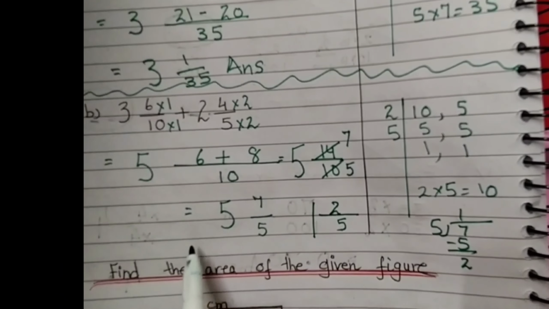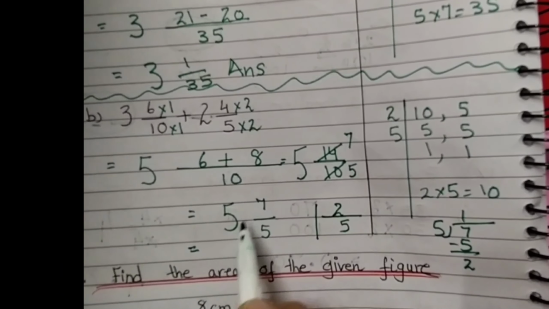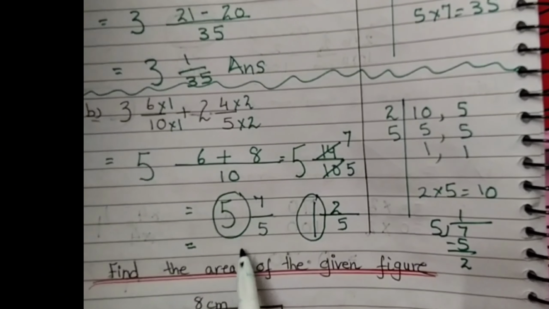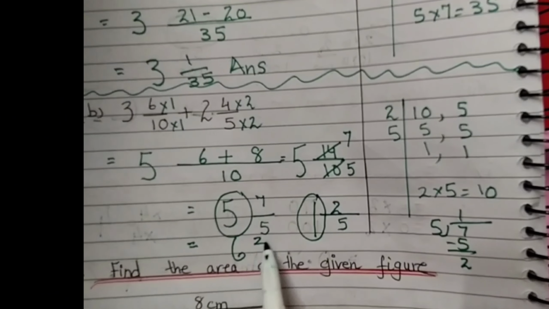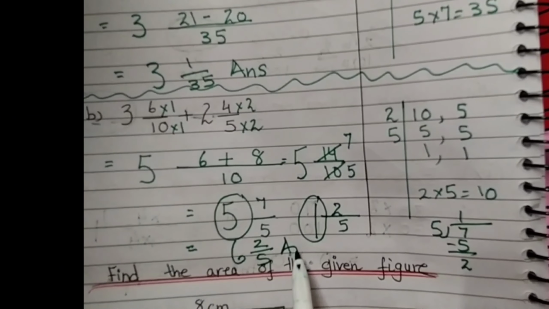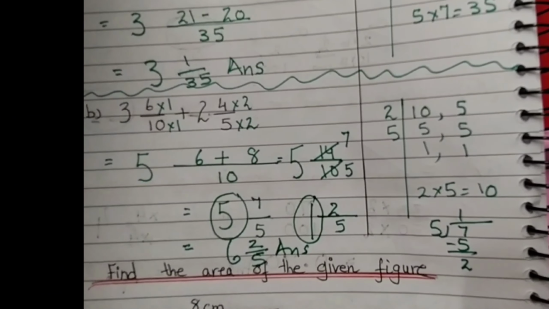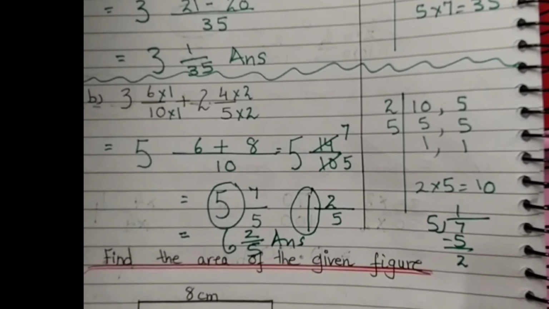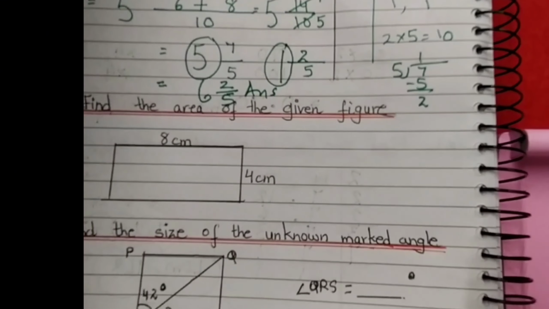Yes. But what do you think the final answer should be? This whole number plus this whole number is giving us 6. 6 whole 2 upon 5 is the answer. Let's move on to the last part.